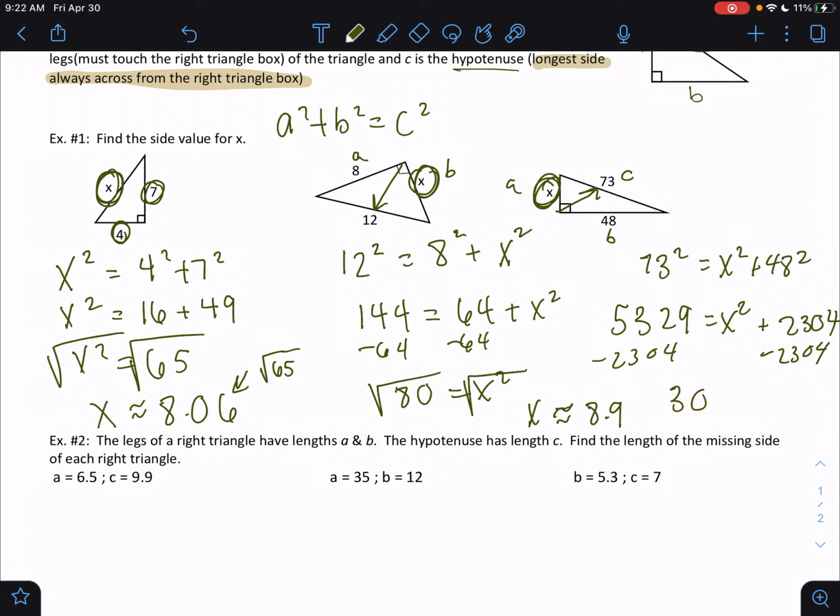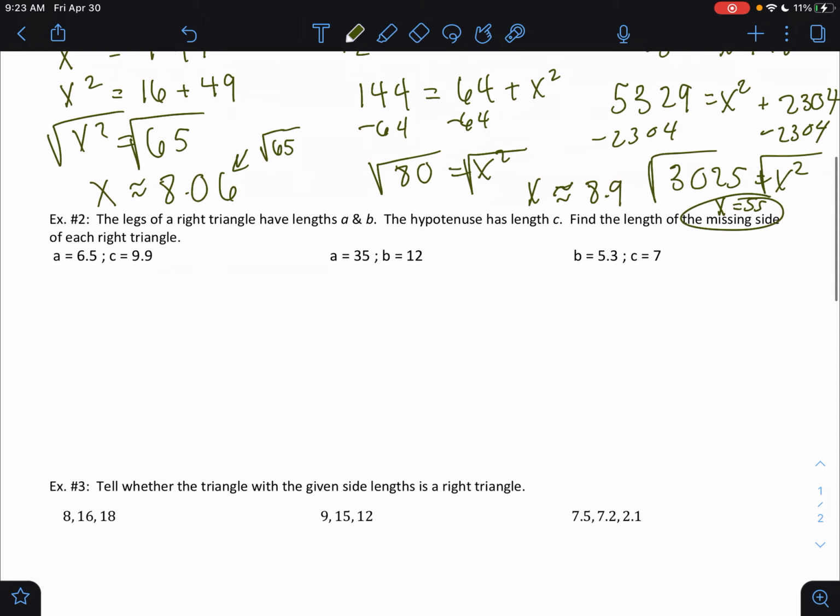And we'll get 3,025 equals x squared. Now we want to take the square root of our answer. And this does give us an exact answer of just 55. So there's no decimal in this one.